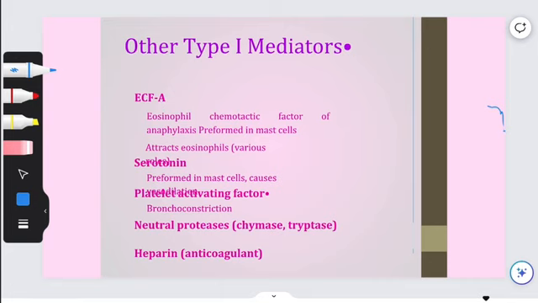And then finally, there are proteases called neutral proteases, like chymase and tryptase, that are released by mast cells, and these can dissolve proteins. Heparin is also released by mast cells, which, as you know, is an anticoagulant.